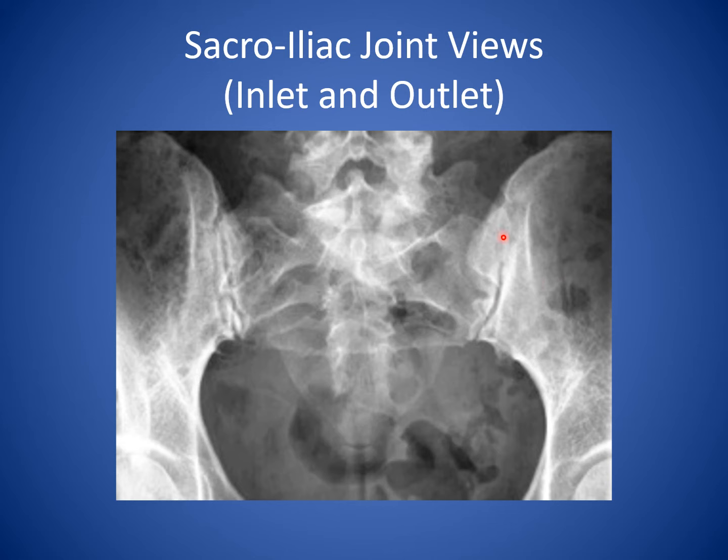There are inlet-outlet views that let you look at the sacroiliac joints in an easier fashion. This is showing you the inlet, and you can see the sacroiliac joints here and here. Again, these are serpentine joints, very difficult to ascertain if there's arthritis, but you can look at the marginal corners to look for spur formation.